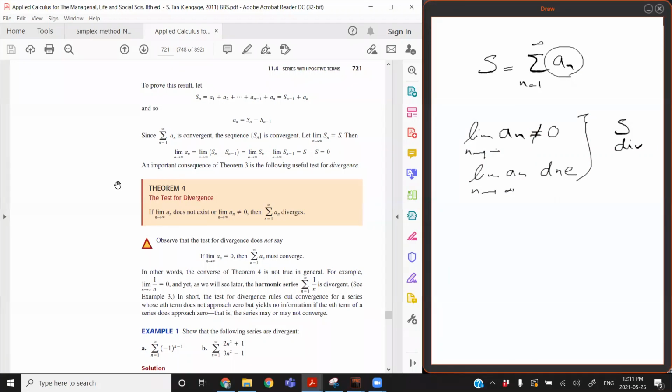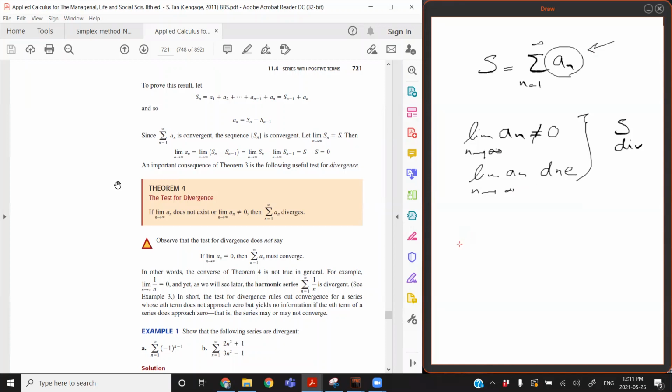You just look at the general term of the series, you take the limit of that as n approaches infinity, and you see whether you get something other than zero, or you see whether you have a situation where the limit does not exist. If one of these two happens, then you know that the series diverges.